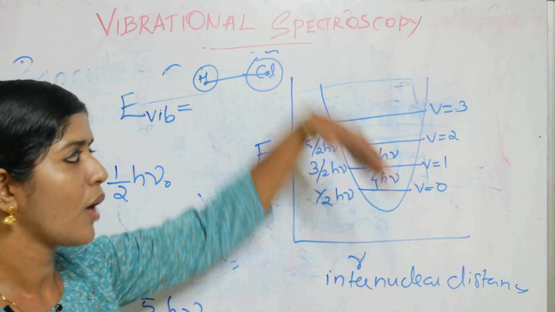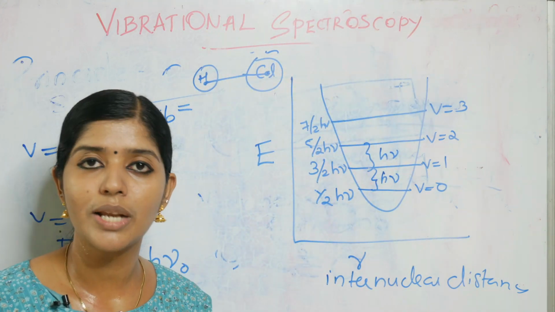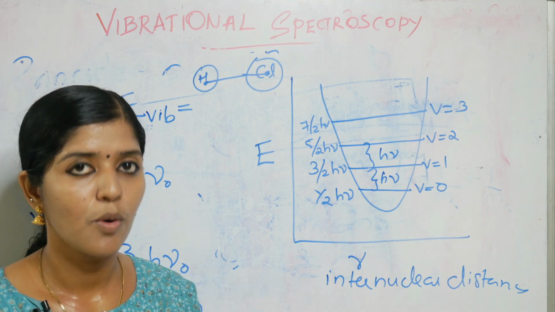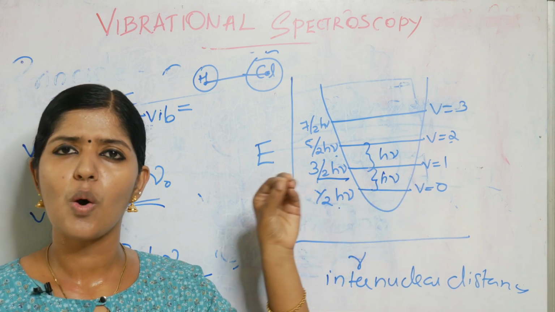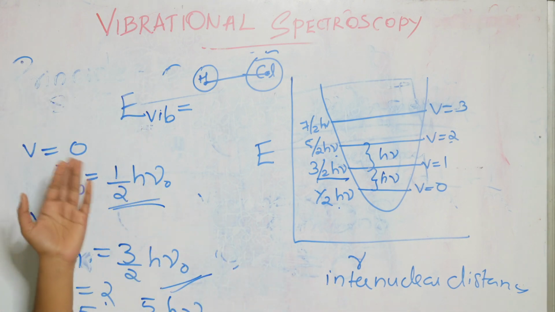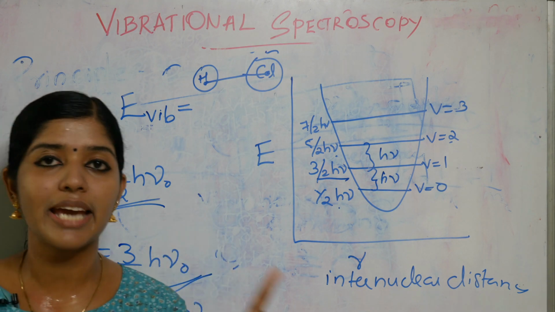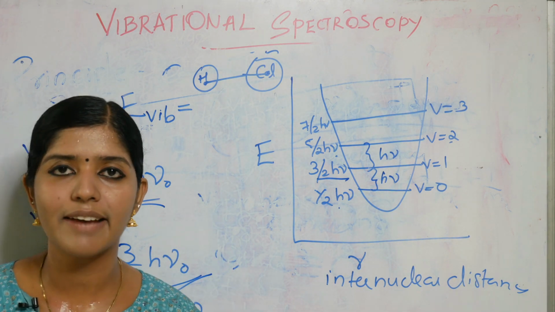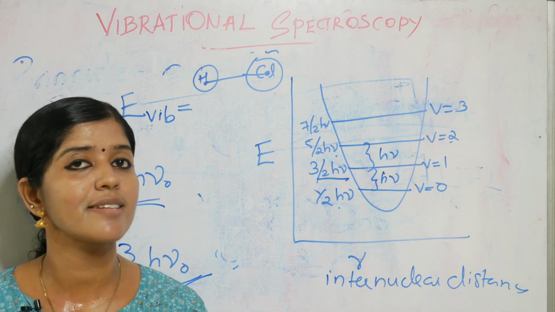So even if you draw up to V is equal to 80 or V is equal to 90, the spacing between two levels is h nu. Fine, this is for a simple harmonic oscillator. Now, V is equal to 0 is the lowest value that energy can have. If you substitute V is equal to 0, you will have energy 1 by 2 h nu. So energy cannot go below 1 by 2 h nu. That is the lowest value energy can have, and that is called our zero point energy.